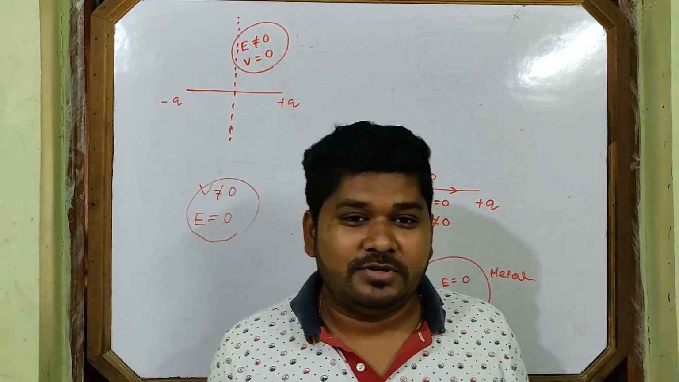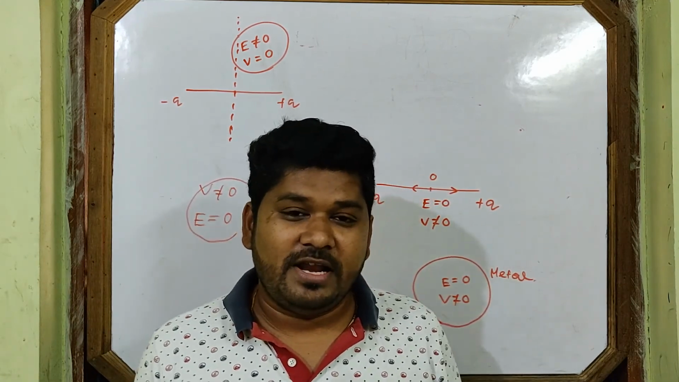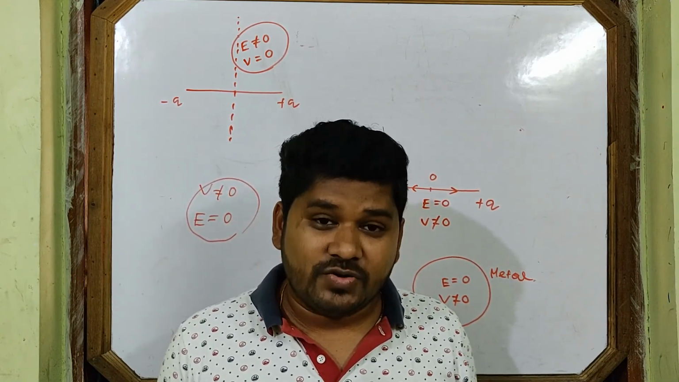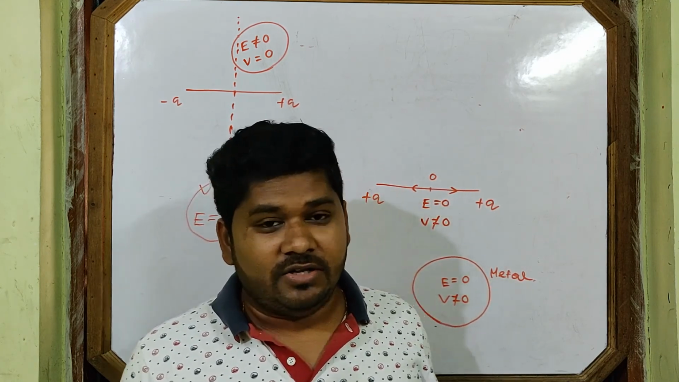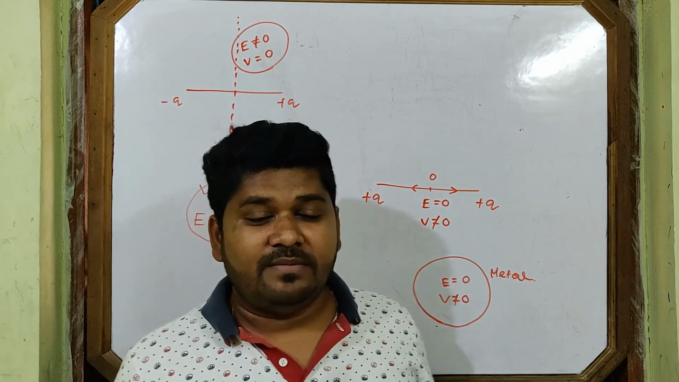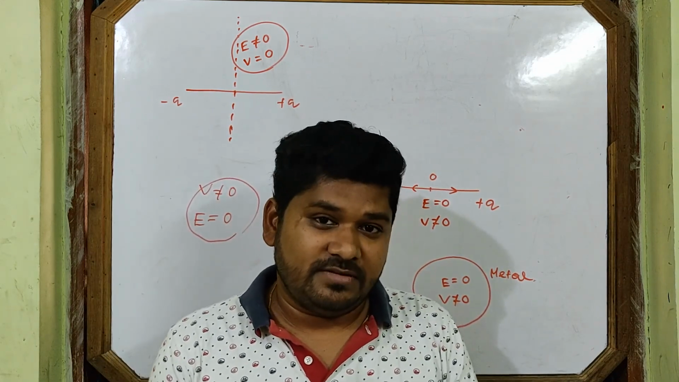So this is all about potential due to an electric dipole at any point on the axial line, equatorial line and any point, not axial, not equatorial. Also, I discussed two important 1 mark questions today.